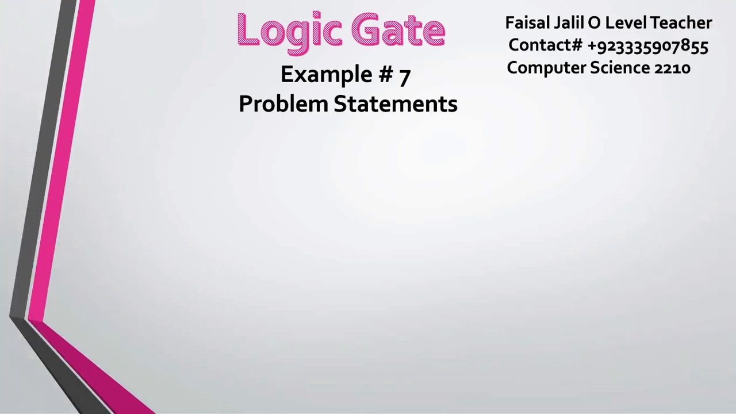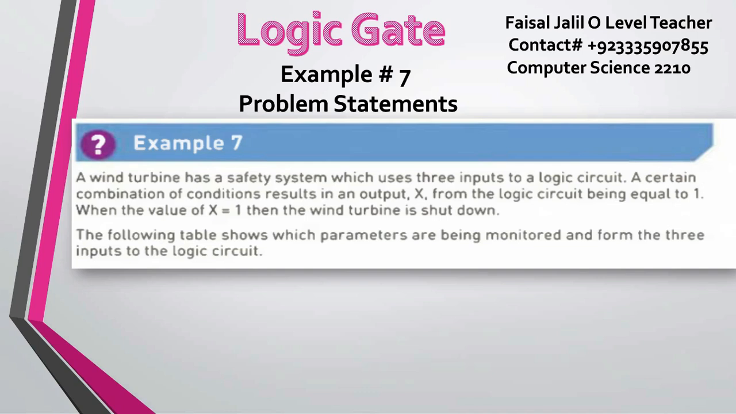Example 7. Our problem statement is this one. A wind turbine has a safety system which uses 3 inputs. Just like example number 6, we have 3 inputs here, which means we produce 8 possible combinations for a logic circuit. A certain combination of conditions results in an output x from the logic circuit being equal to 1. When the value of x is equal to 1, the wind turbine is shut down.